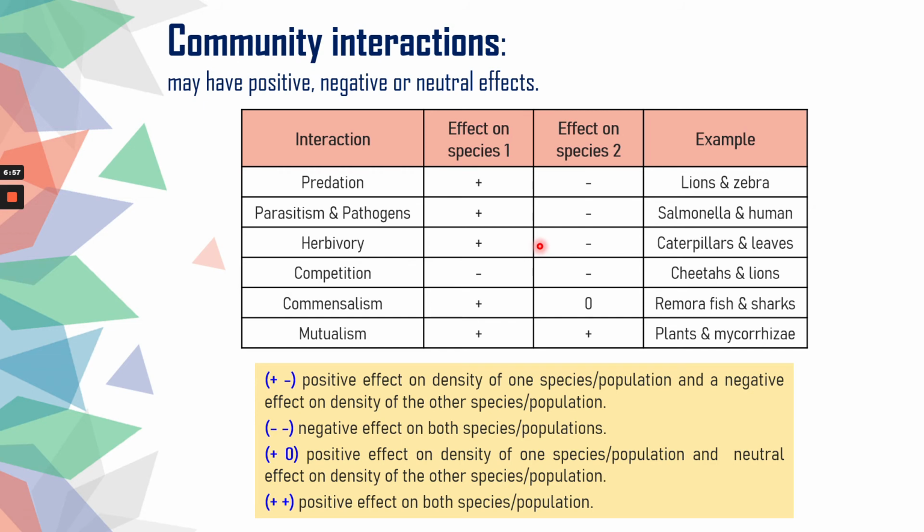Apart from that, there is the interaction of competition. Competition is symbolized as negative effects, with examples like between the cheetah and lions. This may occur where both are competing to get the same food resources or to mark their territory. The next one, the symbiosis interaction, which includes commensalism and mutualism. Commensalism can be seen with the remora fish and sharks, where one will gain the benefit, which is positive, while the other species neither gains nor loses anything. That's why it's symbolized as 0, meaning neutral or unaffected. Mutualism is an interaction where both species or populations gain benefits, and that is why it is symbolized as a positive interaction. For example, we can see it between the plants and mycorrhizae.